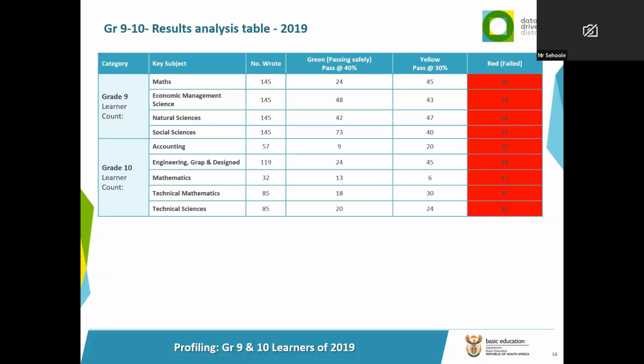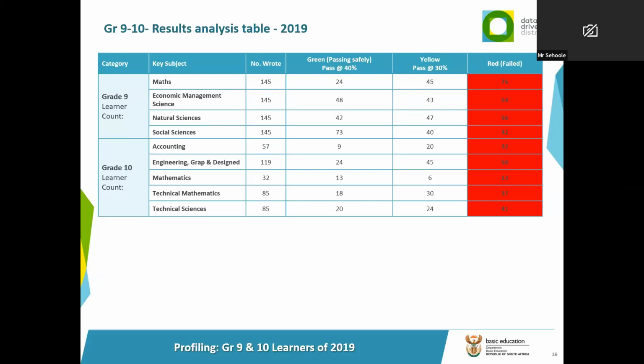I also went to such an extent of going to grade 12 and doing the same. The main subjects were accounting, engineering graphics and design, mathematics, technical mathematics, which was recently introduced in 2016, and also technical sciences, because we are a technical school. We are offering technical subjects as well as commercial subjects. So these were the new subjects added to our curriculum by the department. So it was also a disaster there.